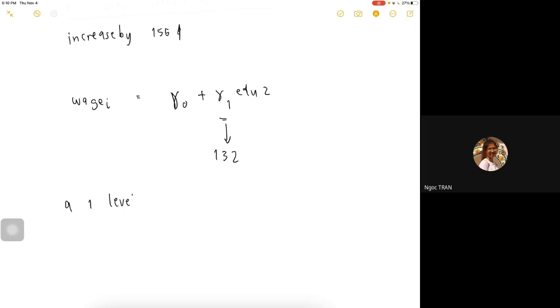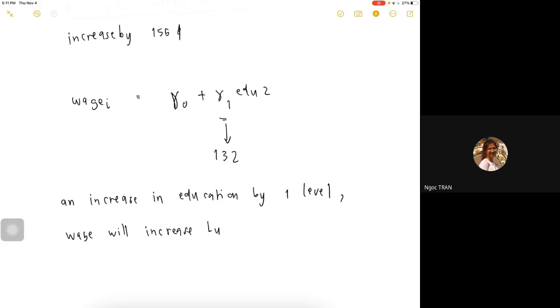So you can say that if one level, you can say that an increase in education by one level will increase wage by 132 US dollars. This is how you interpret it.